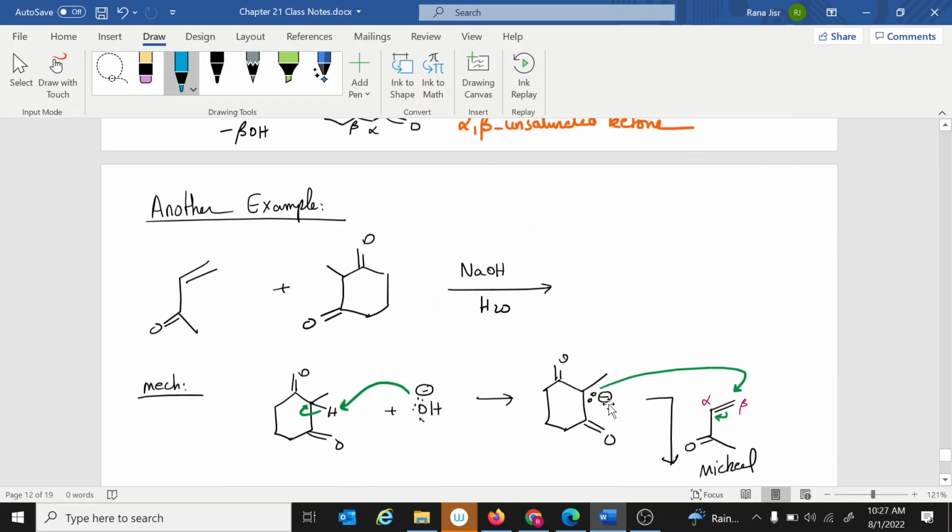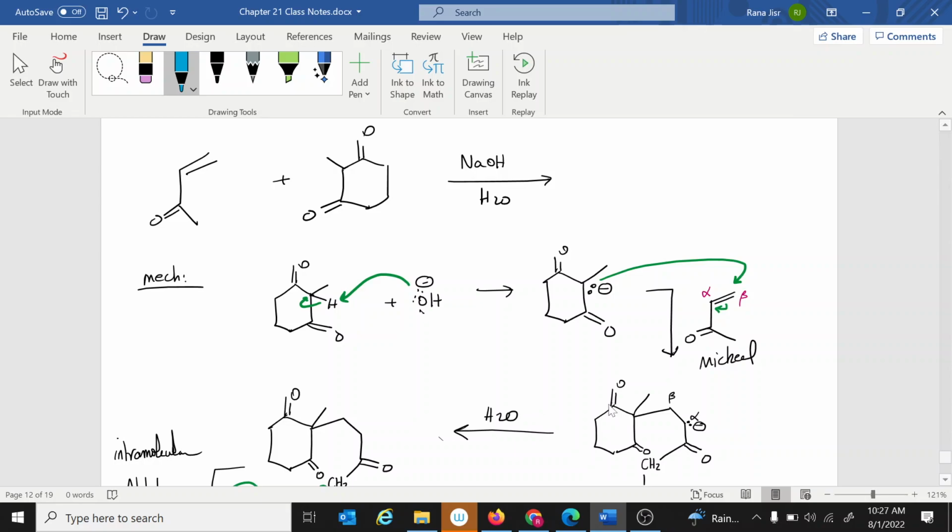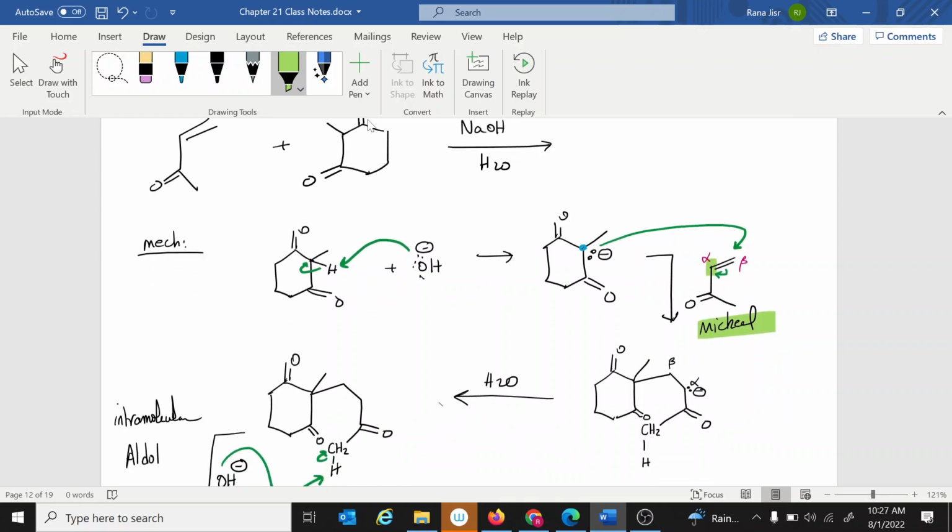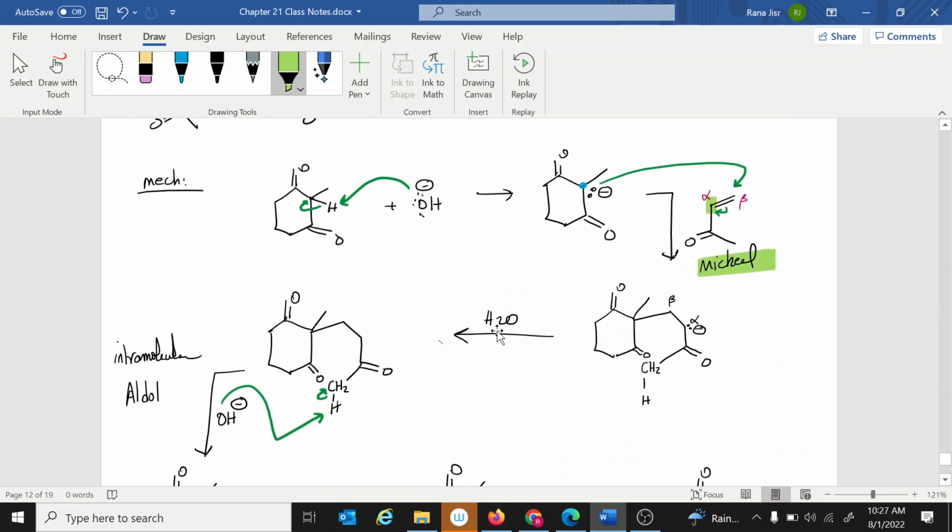This is the last example with Robinson annulation. Again, you start by making the enolate. Once you make the enolate, you attack and do a Michael addition. You attack the beta carbon, form a negative charge on the carbon over here on the alpha, protonate in there, and then you're going to end up getting your product.